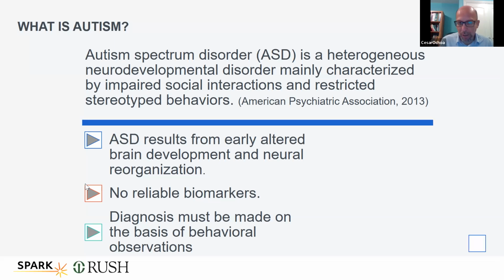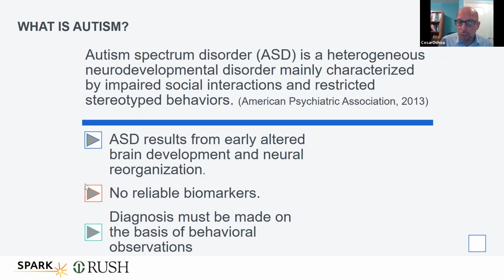So let's start. What is autism? Autism is an umbrella term that brings patients that have different clinical presentations. It's very heterogeneous. The kids with autism can look very different one from another. It's a neurodevelopmental disorder. And the two big characteristics of autism across the spectrum are that the social interactions are impaired and there are restricted repetitive patterns of interest and behavior.